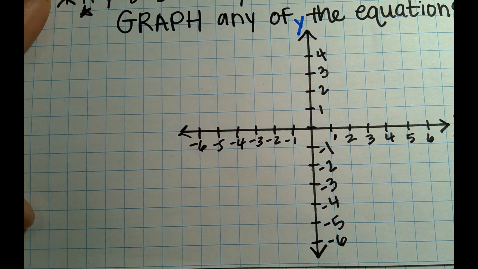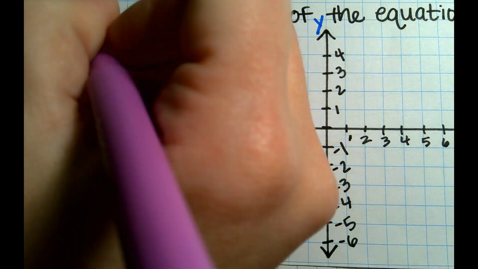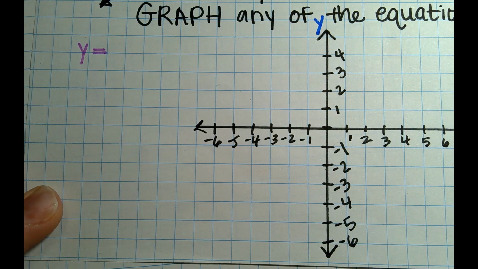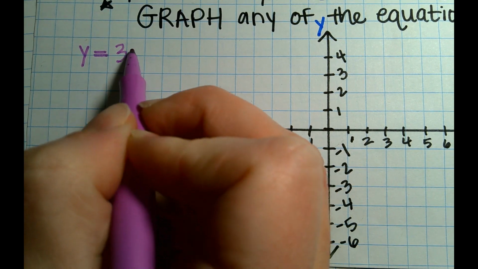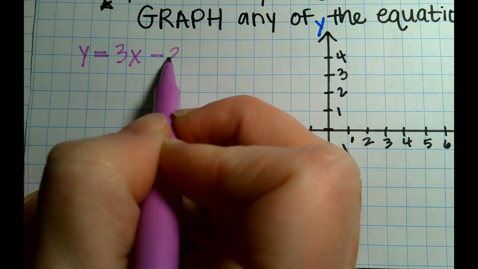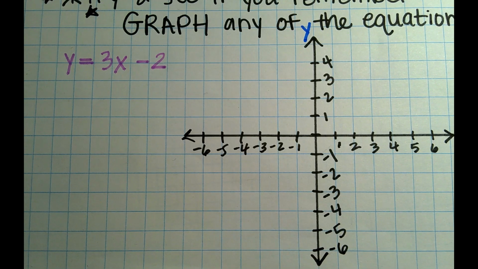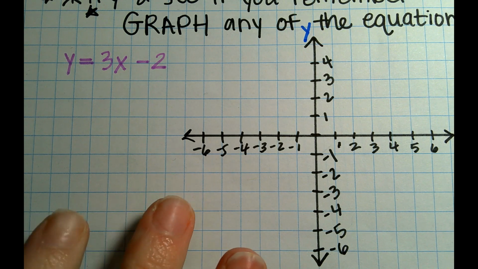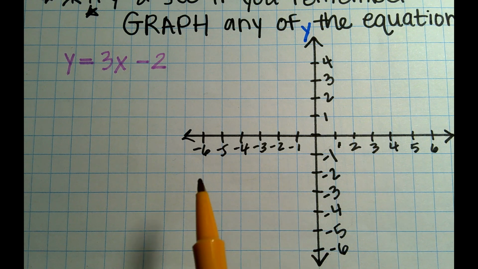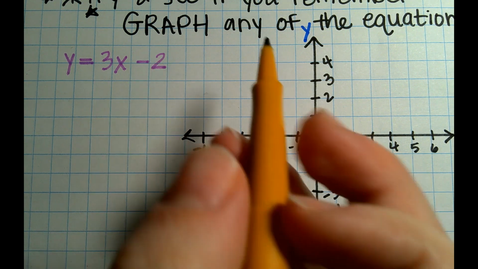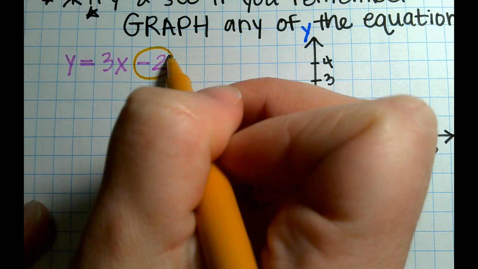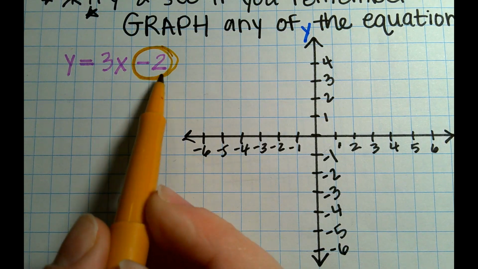Okay, so y equals 3x minus 2. Does anybody remember what I should look at first? My y-intercept. What is my y-intercept? Negative 2. So we're looking at the y-intercept first, the number at the end.